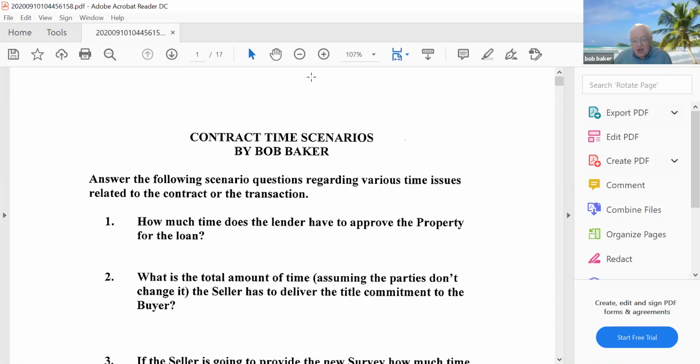Is everybody comfortable with the concept that the lender does need to approve the property if there's financing? Everybody understands that? Does anybody say, Bob, that's new, I didn't know we had that? This is Renee. Hello, Renee. What do you think?